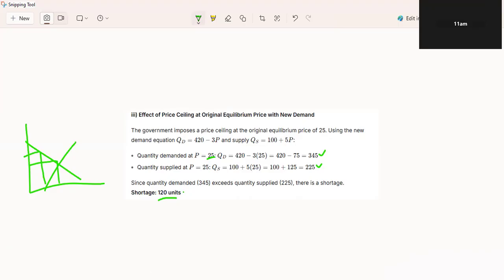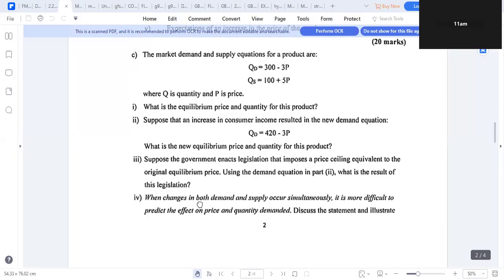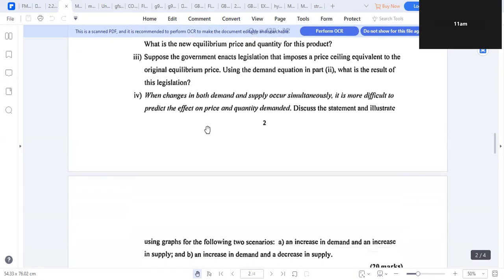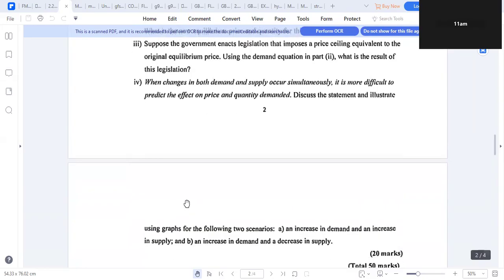Okay. The next question is asking us, when changes in both quantity demand and supply occur simultaneously, it is more difficult to predict the effect on price and quantity demanded. Discuss the statements and illustrate using graphs for the scenarios. Number one, when there's an increase in both demand and supply. So what are the implications of that? All right. So the following is what happens.